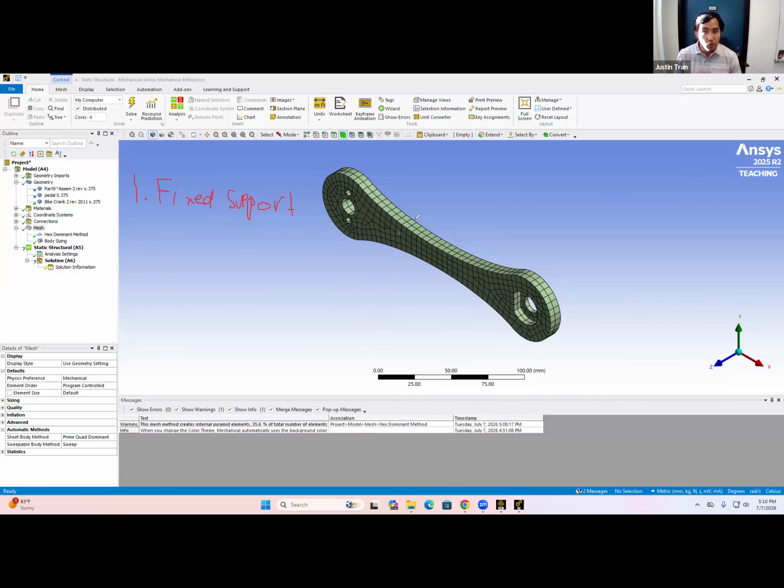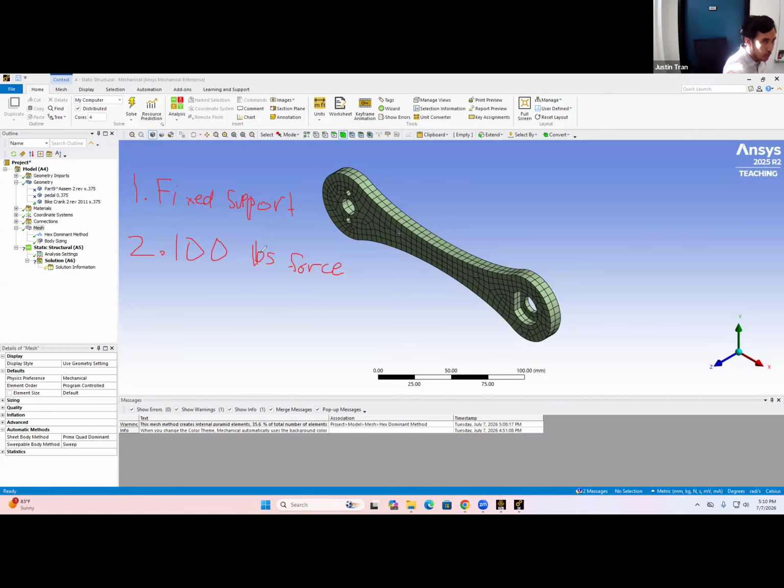So there should be at least one fixed support somewhere in this model, and we'll talk in a bit about where that has to be. The other restriction is that there has to be a single load, and the single load is going to be 100 pounds of force. So there has to be at least 100 pounds of force somewhere in the model.